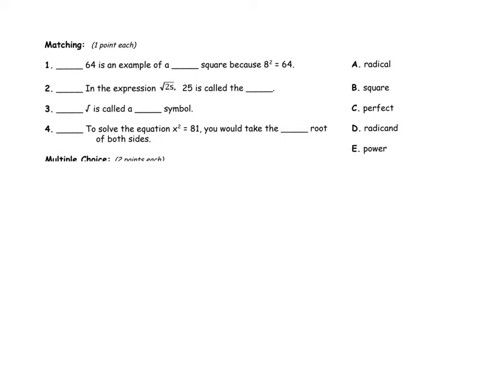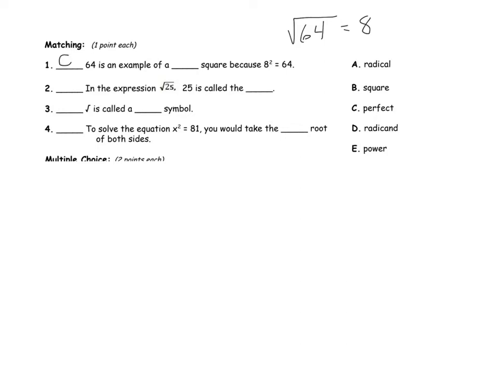Number 1 says, 64 is an example of a blank square because 8 squared is 64. So remember, anytime that we have a number that you can take the square root of and it gives you an integer, then that is called a perfect square. So 1 is C.